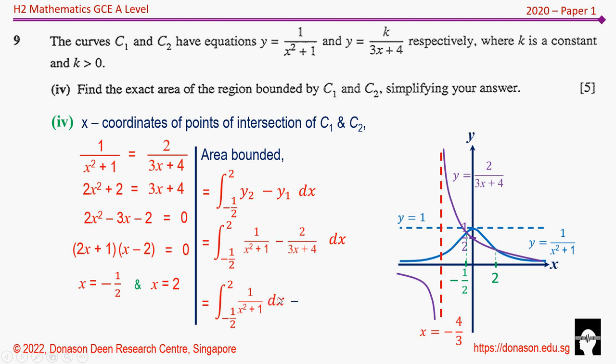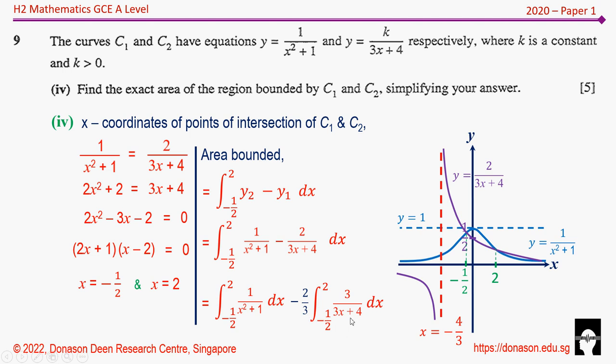So what I'm doing now is splitting it up first. So 1 over x squared plus 1 dx, I want to integrate it separately. And then the other one, I have 2 over 3x plus 4. I want to integrate it separately as well. So what I'm doing now is I'm just pulling out a 2 outside, and in a while I will explain to you why there is a 3 here.